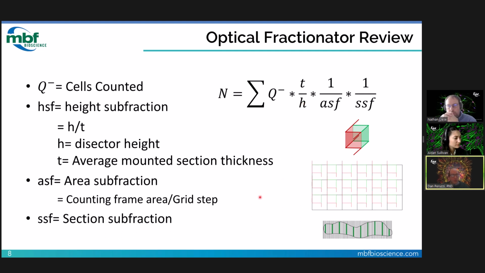For the area subfraction, we have the counting frame area, so that's shown there, and divided by the grid step area, which is shown there. And in the formula that appears as 1 over ASF, because we want to take the reciprocal in order to extrapolate. The section subfraction is probably the easiest to understand. If we are skipping every 10th section, then it's 1 over 1/10, which would be 10. You're skipping every 10th section, so you need to multiply by 10.